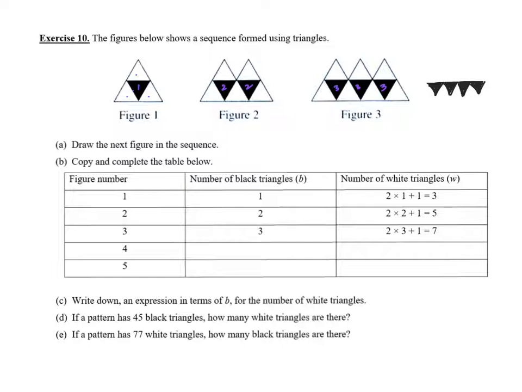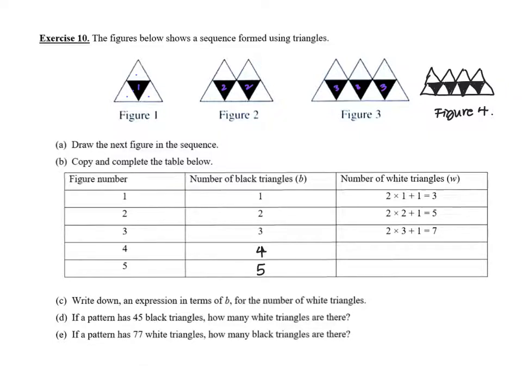And then it's surrounded by white triangles on the top. So I have 4 white triangles. Okay, so now I've drawn the next figure already. This is figure number 4. Copy and complete the table below. The number of black triangles when it's figure 1 is 1 black triangle, 2, 3, 4, and that means figure 5 will have 5 triangles as well.